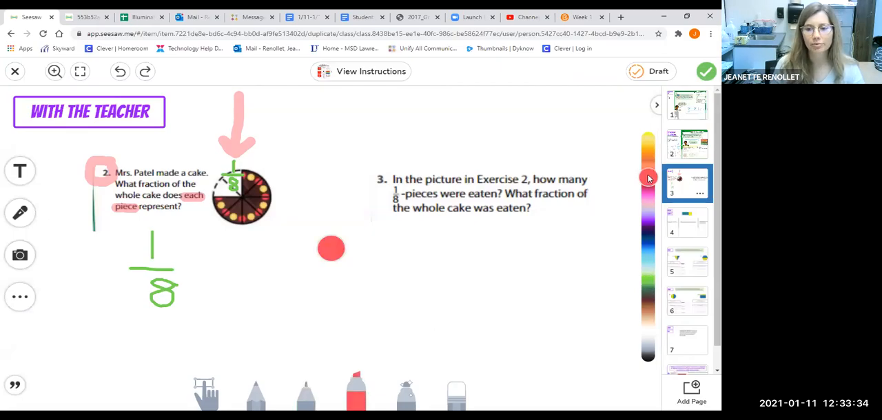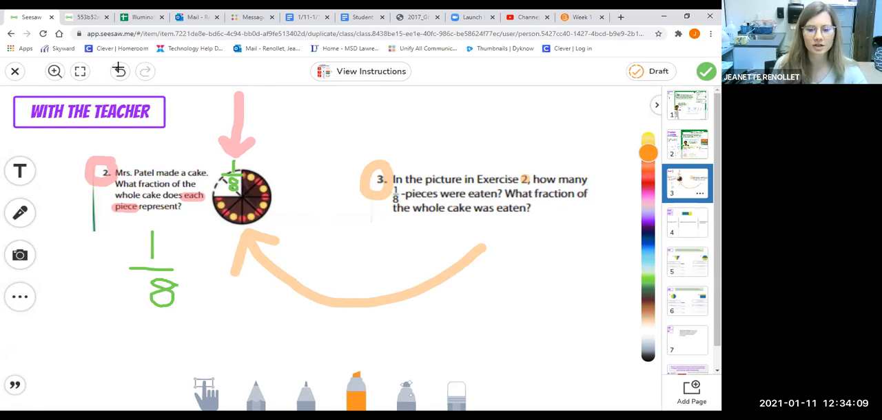Now we are going to look at problem 3 next, the second problem that goes with this cake problem. Problem 3 says, in the pictured exercise 2, that means problem 2, how many 1/8 pieces were eaten? What fraction of the whole cake was eaten? Okay, so for this one, boys and girls, we have to use the cake from problem 2. This cake model will help us in problem 3.